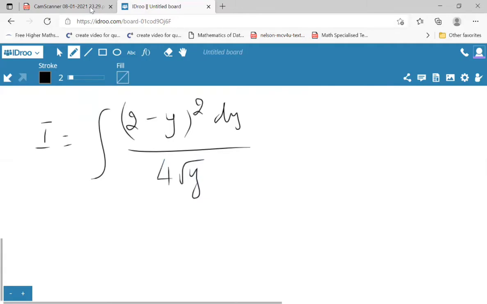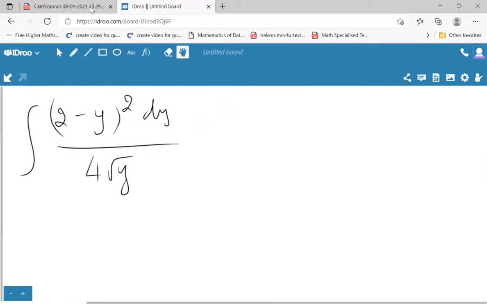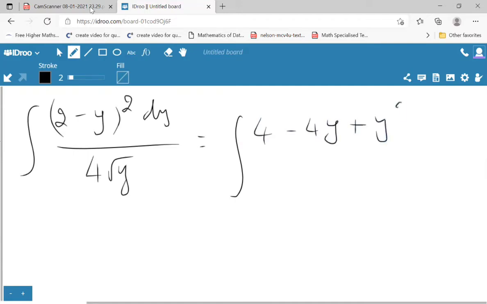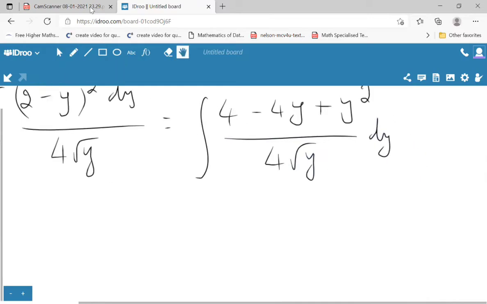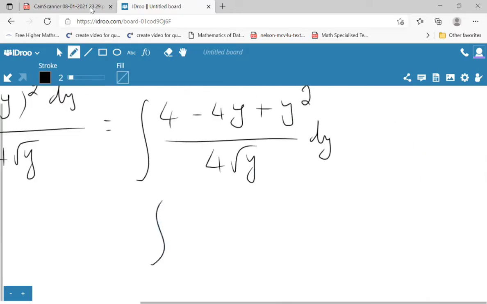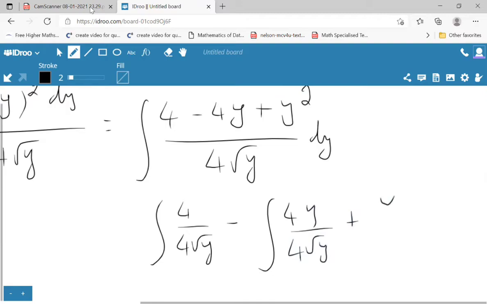Now, in this case, I will expand and divide each term by 4 root y. So that will give you integration of 4 minus 4y plus y squared by 4 root y dy. Now I'll divide each term. So 4 by 4 root y, minus integration of 4y by 4 root y, plus integration of y squared by 4 root y dy.